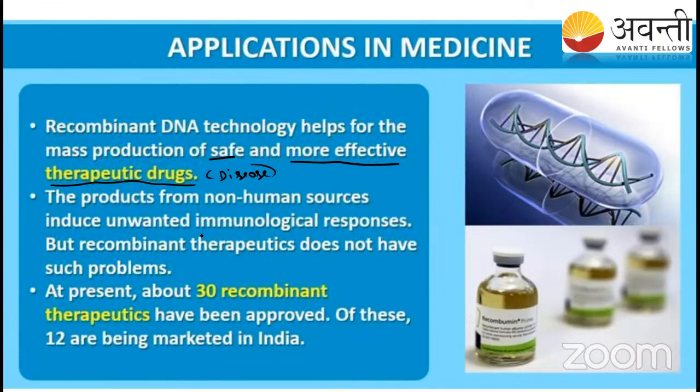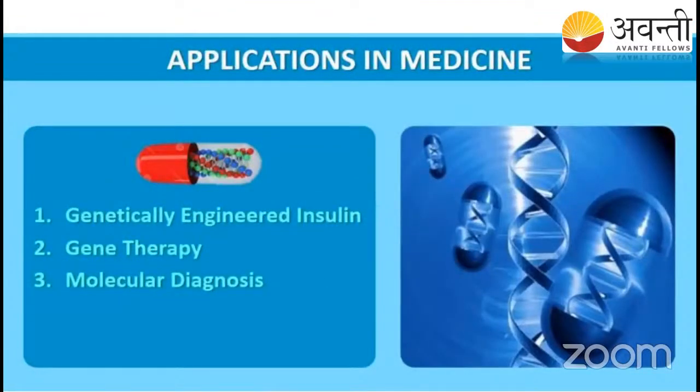Non-human insulin is going to produce some immunological responses, so that's why we have started to produce it through biotechnological processes. At present, 30 recombinant therapeutics have been approved, but 12 are in the market now, so we are already using 12 recombinantly produced products. In genetically engineered insulin, many diabetic patients now use insulin that is produced by the genetic engineering process.